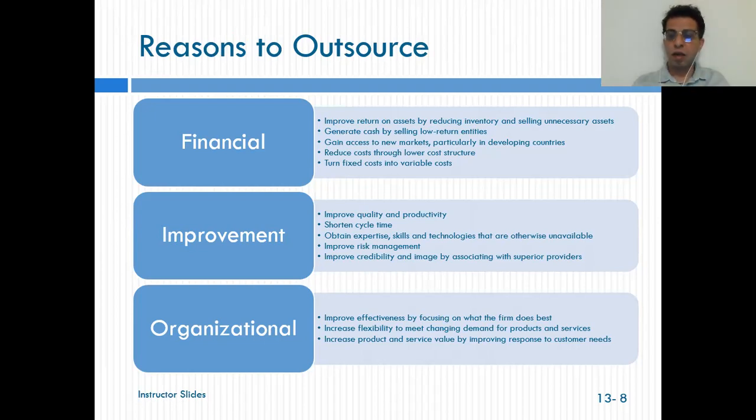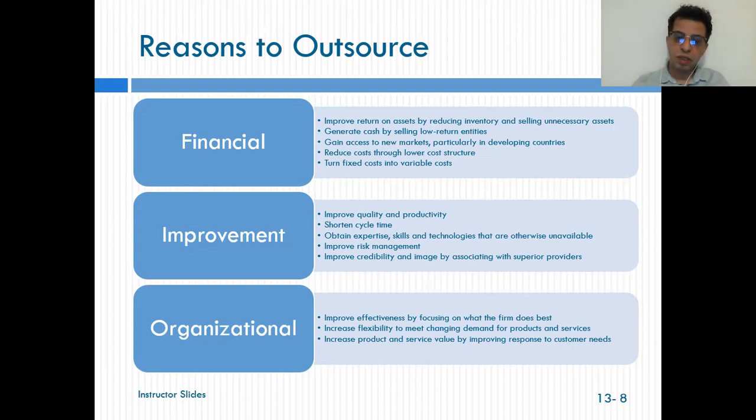Get rid of low return entities. That's another thing. The improvement part. So one of the reasons is financial, the second is improvement, and the third is organizational. The improvement part: improve the quality and productivity, shorten the cycle times, and we will talk about each of these in more detail. Obtain expertise, skills, and technology that are otherwise unavailable. Improve risk management, and improve credibility and image by associating with the suppliers and providers.